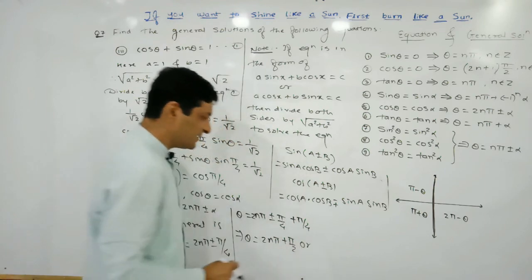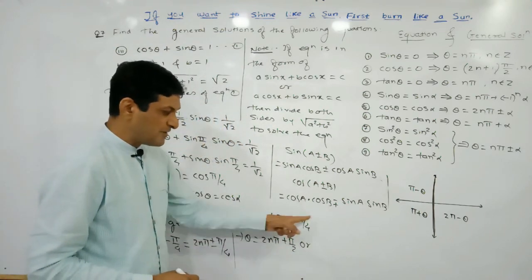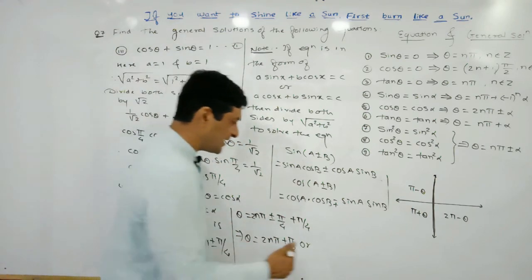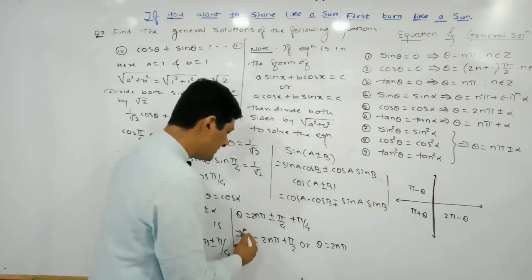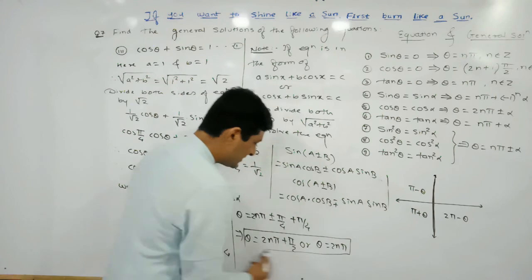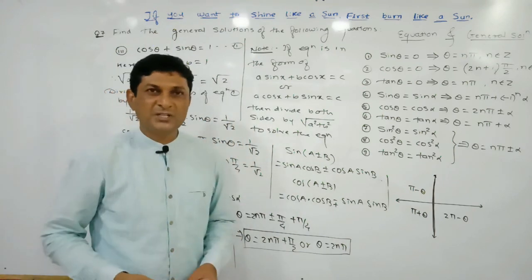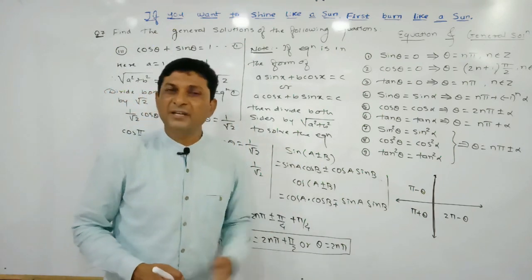Or if we are considering here minus, so minus pi by 4 and plus pi by 4 will get cancelled, and what we will get? Theta is equal to 2n pi. In this way we have got the general solutions of this trigonometric equation.